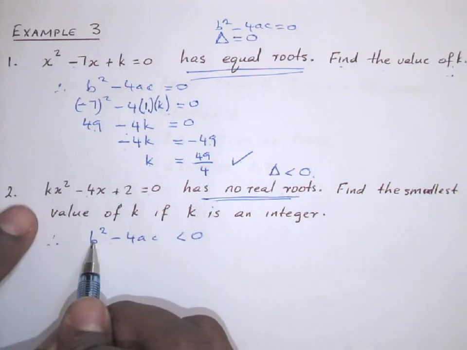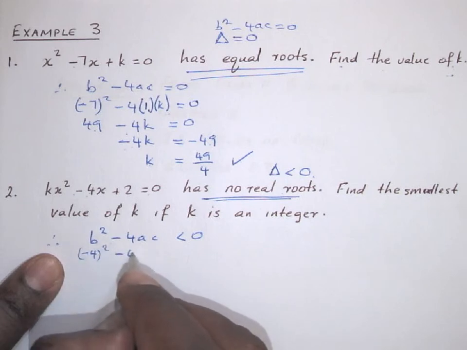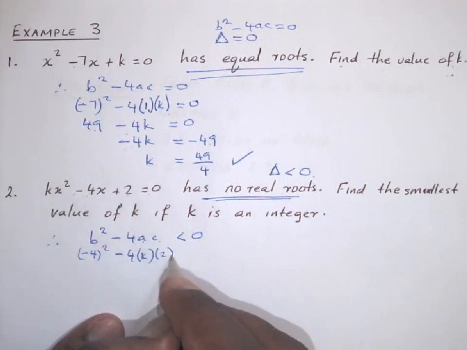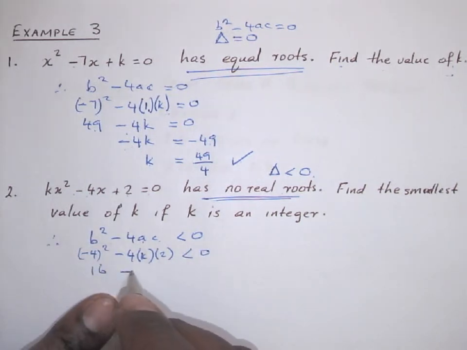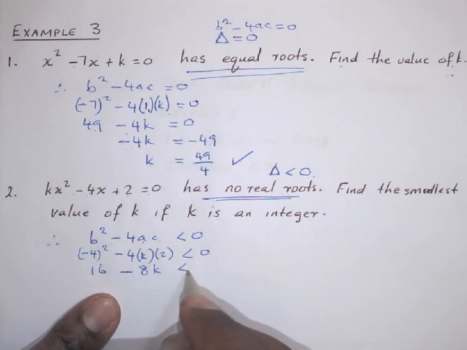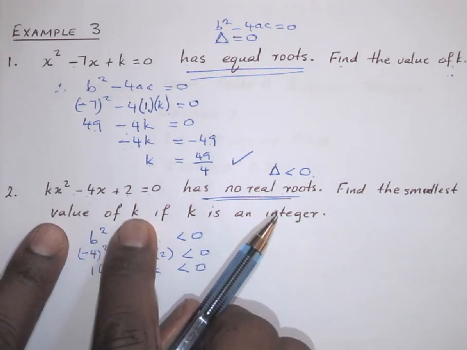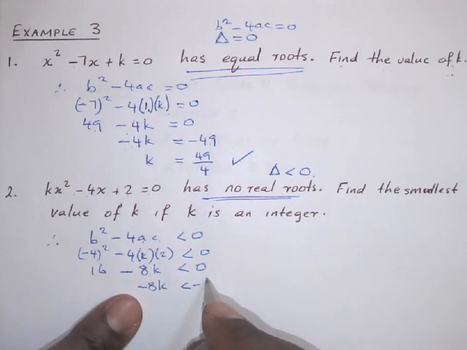What is our b in this case? Our b is minus 4, squared, minus 4 times the a value, which is k, times the c value, which is 2, is less than 0. This gives us 16, and this gives us minus 8k, which is less than 0. They said find the smallest value of k. So you are solving for k. I'll take this to this side. It's minus 8k, which is less than minus 16.